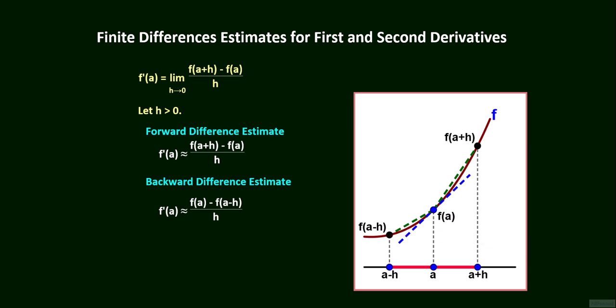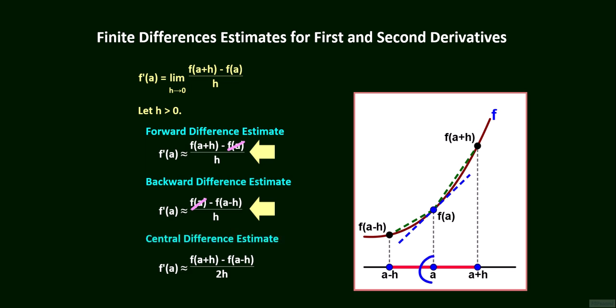We can also average out these two estimates and get a third estimate. We take the arithmetic mean of these two estimates so that f of a cancels out, and the arithmetic mean is equal to f of a plus h minus f of a minus h all over 2h. This third estimate for f prime of a is also called a central difference estimate, since x equals a is exactly the center of the interval from x equals a minus h to x equals a plus h. This central difference estimate is also the slope of the secant line through the points at x equals a minus h and x equals a plus h on the graph of f.